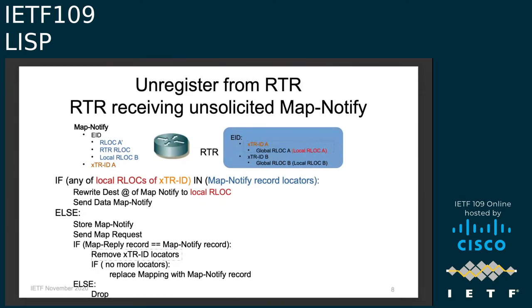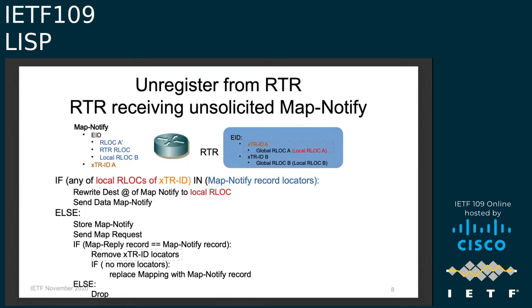Now we are in the else section, where none of the local RLOCs are present in the map notify record. This indicates to the RTR that the XTR with XTR ID A has left the RTR. As we cannot authenticate the map notify, because the authentication data of the map notify is for the destination XTR, we need to validate its information. So we store the map notify record and request the mapping from the mapping system. The reply is used to validate the map notify, not to insert it in the cache. Otherwise, in the example of this slide, the RTR would lose the state associated with XTR ID B.